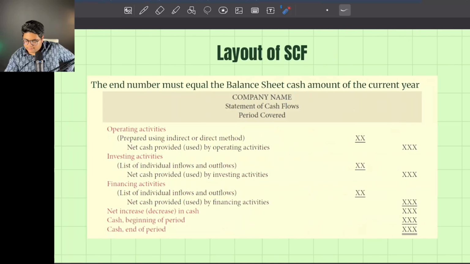So this is the layout of the statement of cash flow. You have your operating activity, investing activity, financing activities. You have a list of all the inflows and outflows, and then you have the net cash provided by or used by. If it's provided by, that means this specific activity generated positive cash flow. If it's used by, then that specific activity provided negative cash flow. Then you would sum all of these up, and you would get a net increase or decrease in cash. And then you would add the cash from the beginning of the period to get the cash at the end of the period.